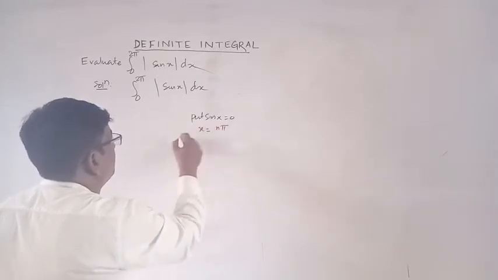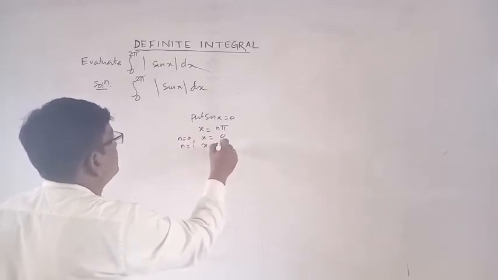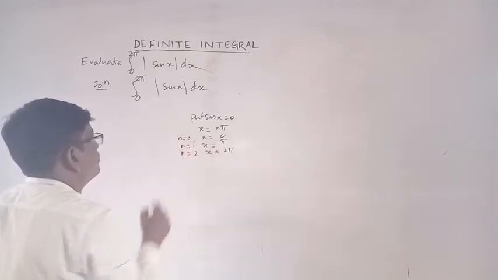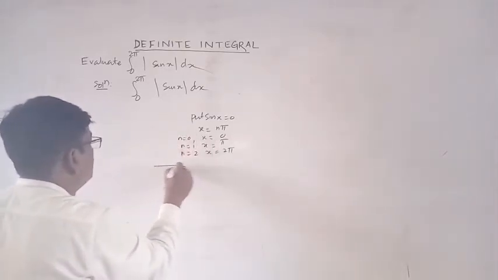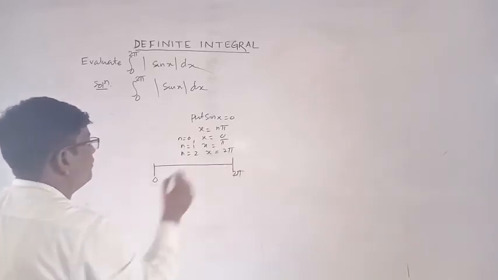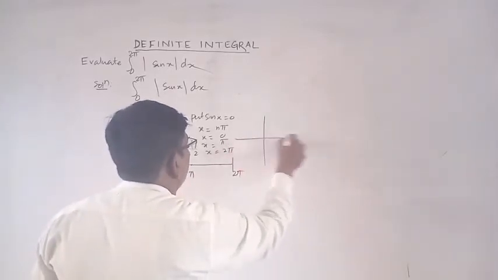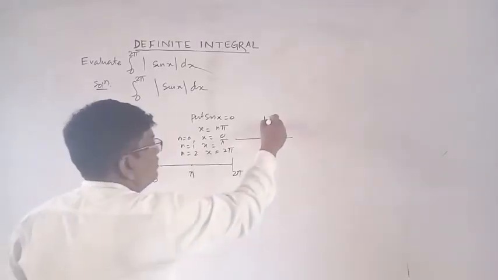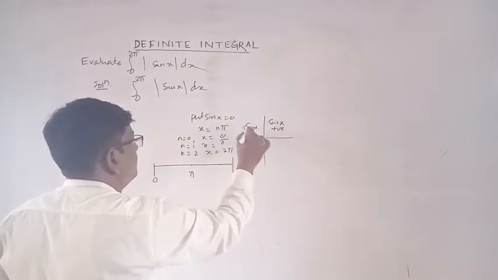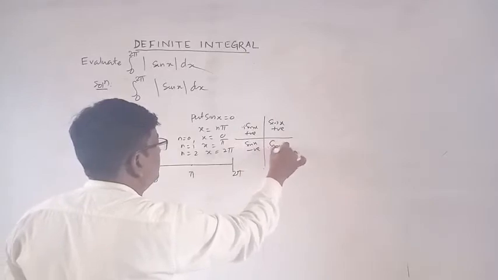x is equal to n pi. n is equal to 0, x is equal to 0, n equal to 1, x is equal to what? Pi. n equal to 2, x is equal to 2 pi. So the sign is what? This is 0 and this is what? 2 pi. Okay, and this is pi. According to the AST rule, sin x is positive here, and here sin x is negative.